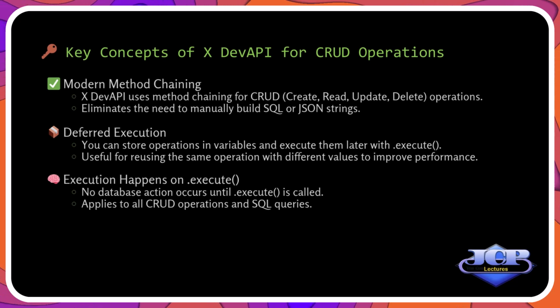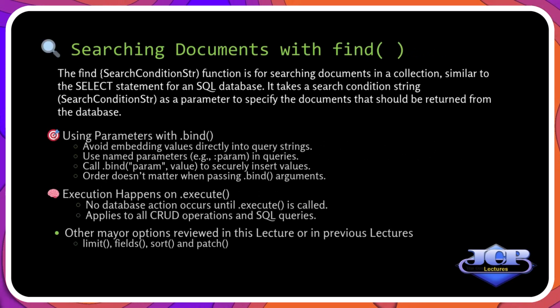We are seeing some key concepts of the XDev API for CRUD operations and the find method of the collection class. We will choose one collection and perform several operations after searching for conditions. You will see how to search for documents and how to create search conditions using bind, limit, sort, and patch. XDev API supports a number of modern practices to make working with CRUD operations easier and to fit naturally into modern development environments. This lecture shows how to use method chaining instead of working with SQL strings or JSON structures.